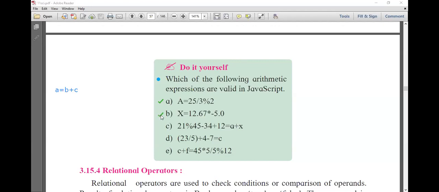What about this? x is equal to 12.67 star minus 5.0. Is it valid or invalid?